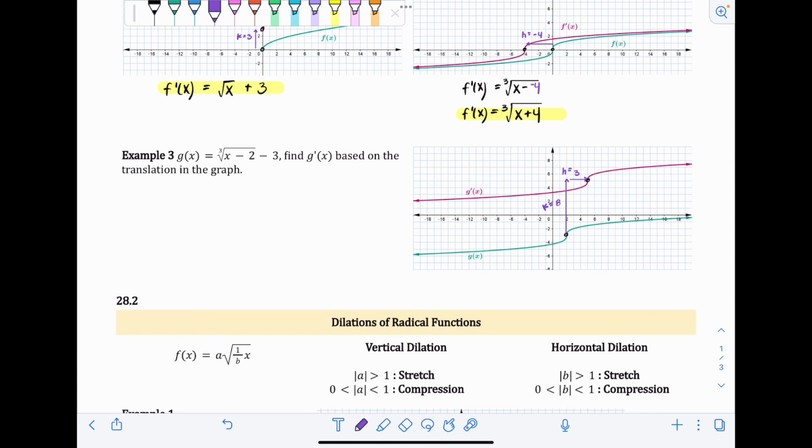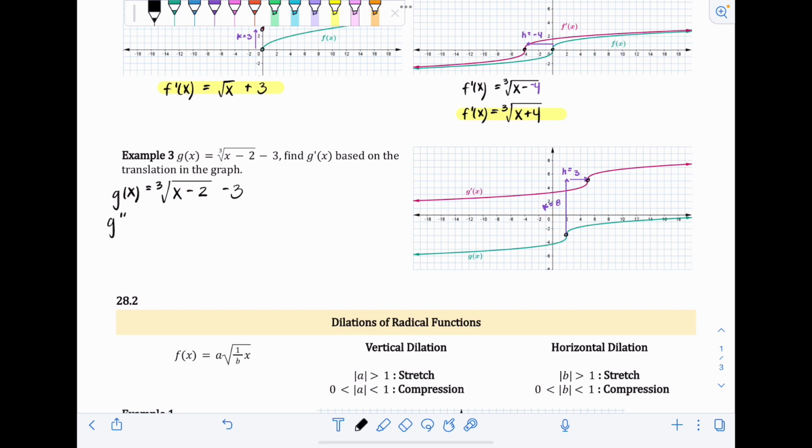So I'm going to show you two approaches that you could take to figuring out what g prime of x would be. I'm going to go ahead and just rewrite the function. So g of x is equal to the cubed root of x minus 2, minus 3, and then we can just take those values that we got for h and for k and put them in the right location. I know typically inside the radical it's x minus h, so I'm going to take my h and write that inside.